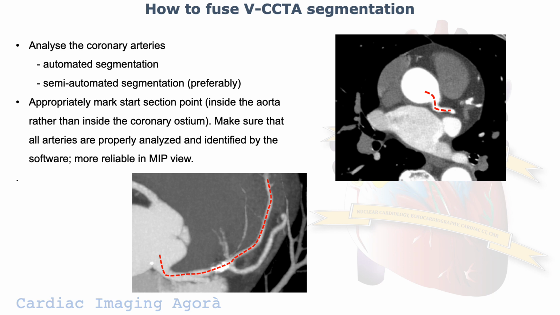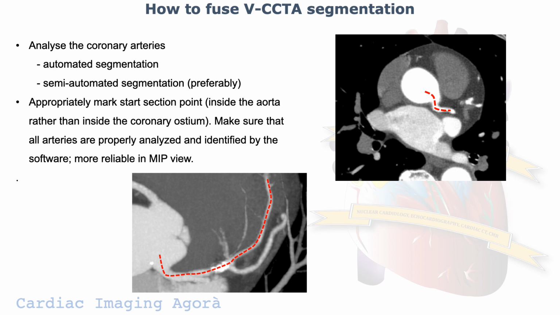Once we're ready with our left ventricle epicardium, we move to the next step, which is the coronary CTA segmentation. The first step here is to analyze the coronary arteries. I always suggest scrolling through the images using different projections, different from the axial or the sagittal views, in order to get a better feeling of the course of the coronary arteries. Now, this process can be performed either automatically or preferably semi-automatically. If you have a good quality CT scan, then usually it's a rather easy step.